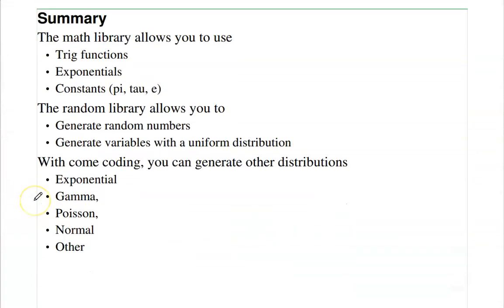So that's some of the things you can do with the math and random libraries. In the math library, you've got trig functions, exponentials, constants. In the random library, you can generate random numbers. With a little bit of coding, I can also implement exponential, gamma, Poisson, normal, and other distributions. That's lecture number 14 for ECE476, Advanced Embedded Systems.